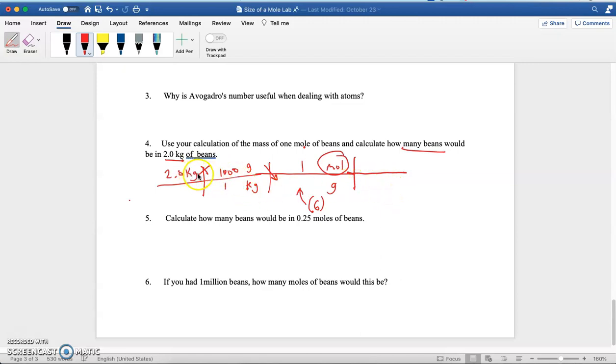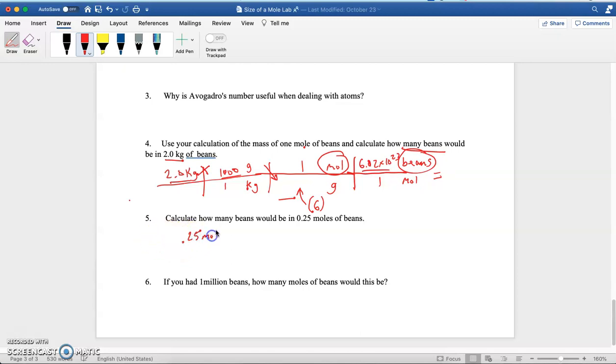So this gets us from kilograms to grams. Then we get from grams to moles. Now we can convert from moles to beans. Now how many beans are in 1 mole? Well, there's this many of anything in 1 mole. So you're going to take this number times 1,000 divided by your answer to number 6, multiply it by Avogadro's number. That'll get your answer in beans. Sorry about that mistake.